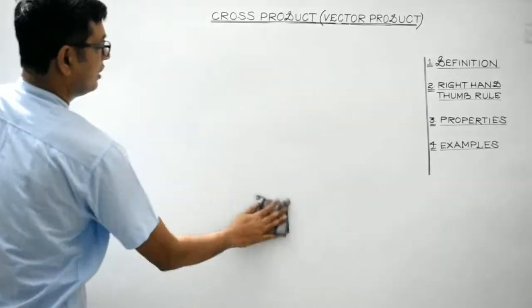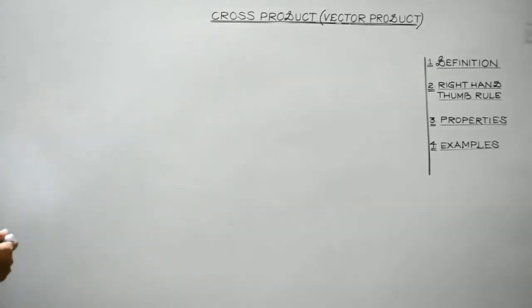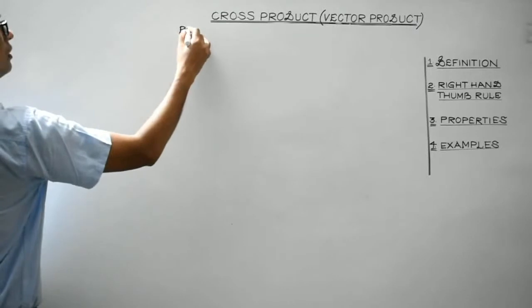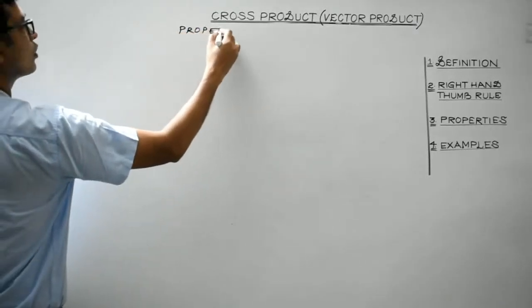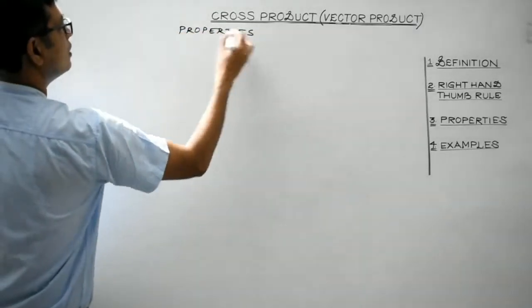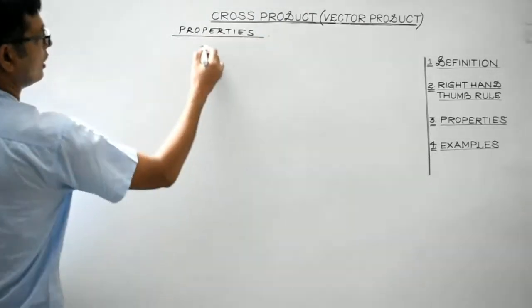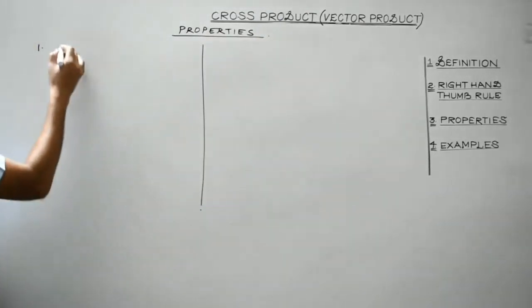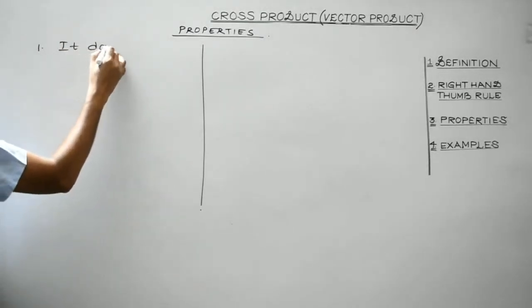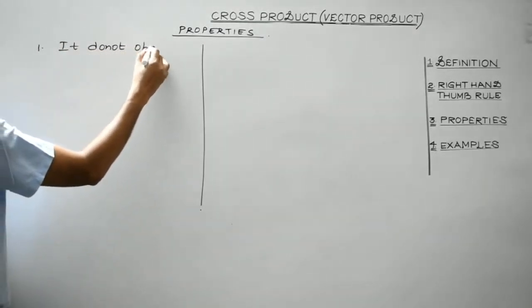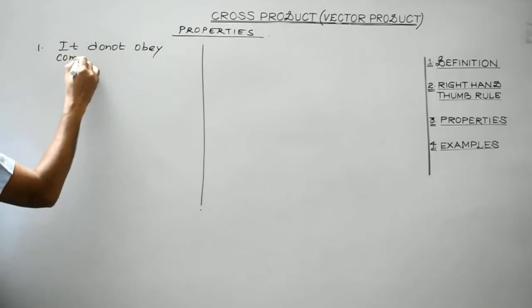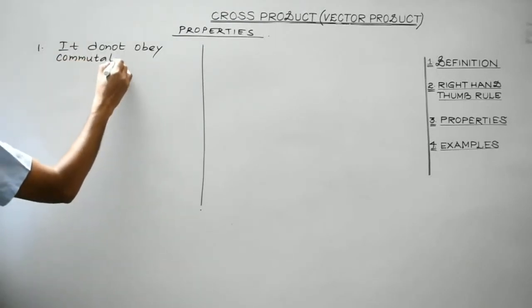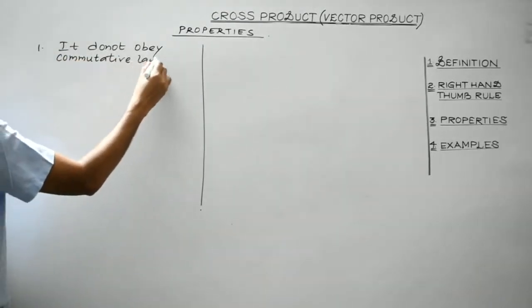Okay, so let's discuss its properties one by one. Properties of cross product. Okay, let's start with the first property. It does not obey the commutative law.